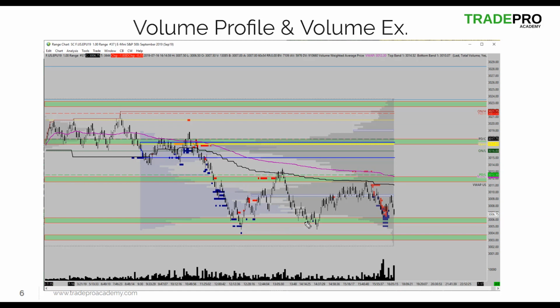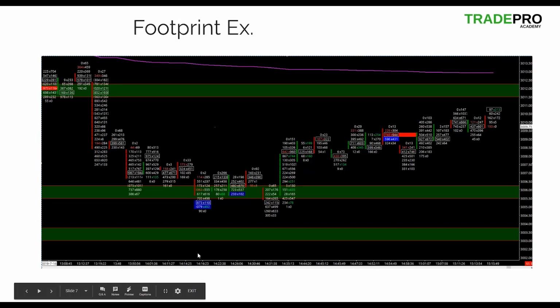Now, the last piece of this puzzle is the actual volume traded on a footprint chart. So we're just going to give you an example and check that out soon. We've got a video on that as well on our channel, and an extensive market structure and footprint video at TradePro Academy. Now here it is, the footprint itself.